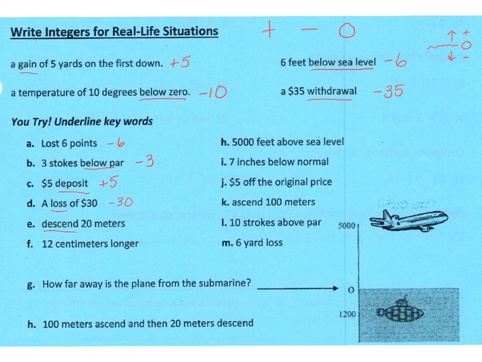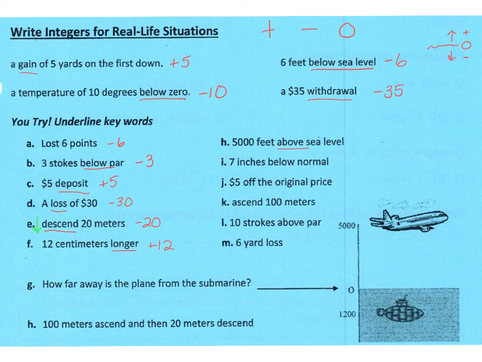This word descend, if you're not familiar with that word, now is the time to take note because you are going to need to be able to use these vocabulary words and understand them when we use them in class. So descend means to go down. When we descend in a plane, we are landing, we're going down. So if we descend 20 meters, that means we use the -20 integer to represent that. 12 centimeters longer means we grew by 12, so that's a +12.